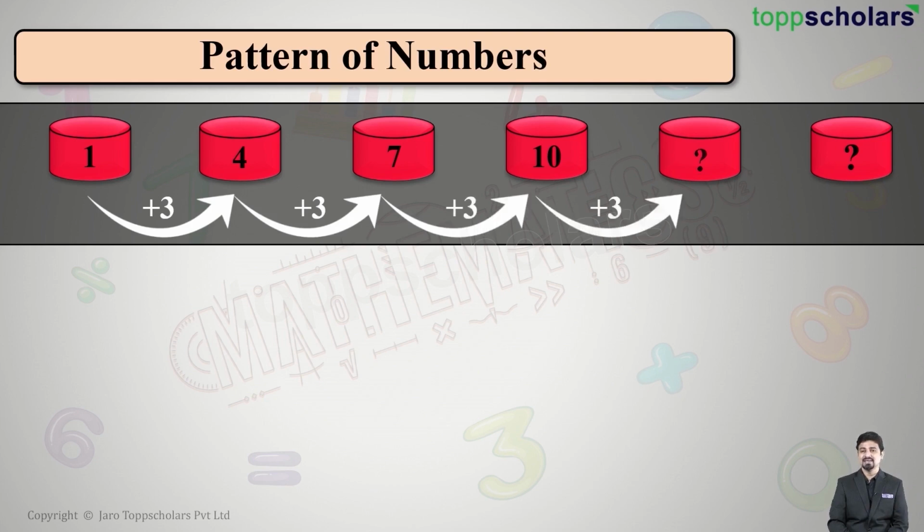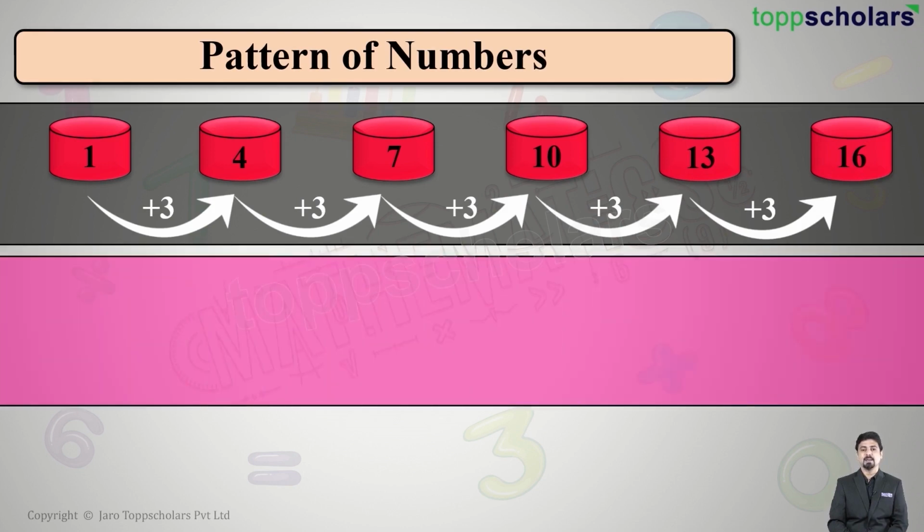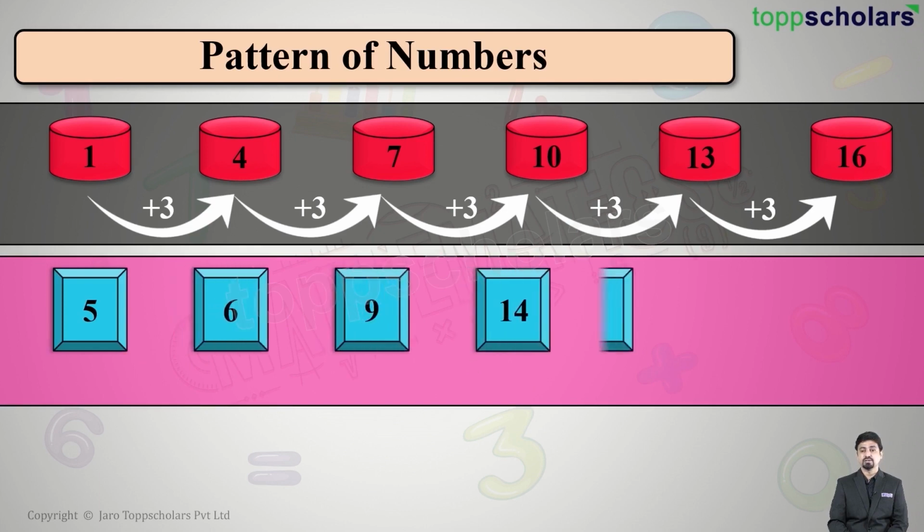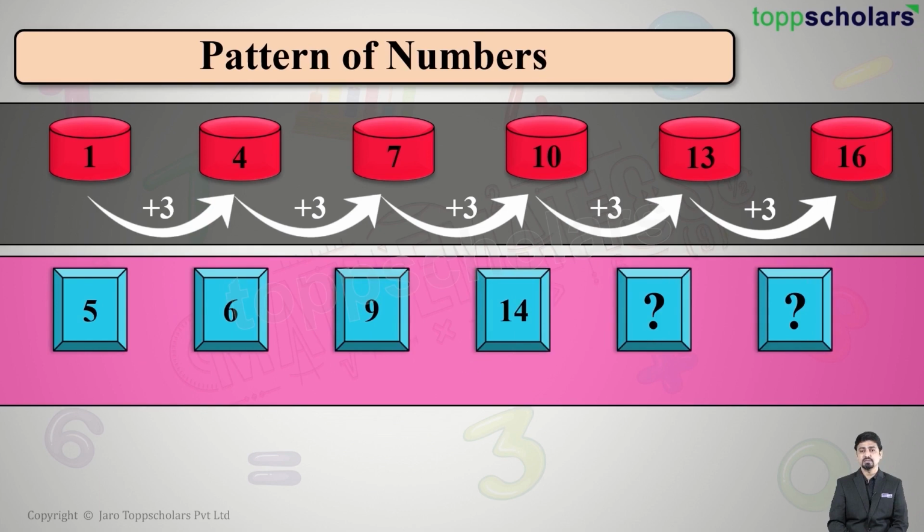10 plus 3, 13. 13 plus 3, 16. Pattern complete. Let's look at the next one. 5, 6, 9, 14, question mark, and this doesn't look simple. Is the difference constant? 6 minus 5. What's the difference? It is 1. So 5 plus 1 is 6. Alright. Let's look at the next two numbers.